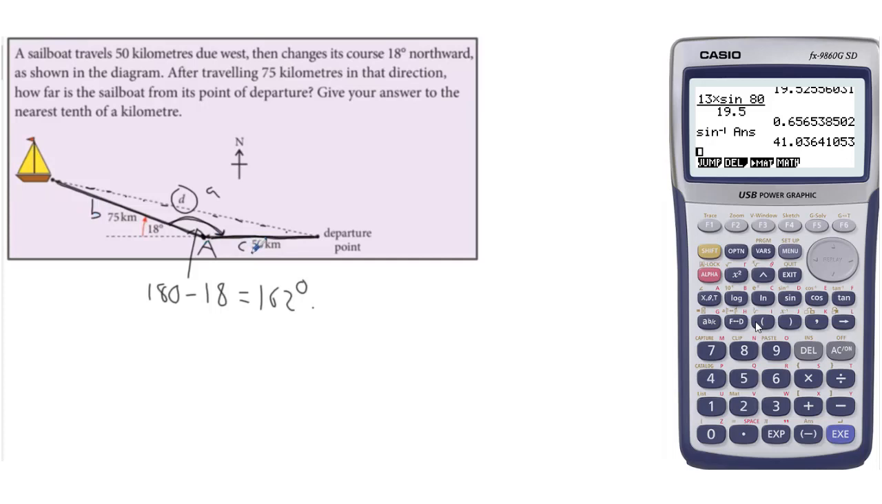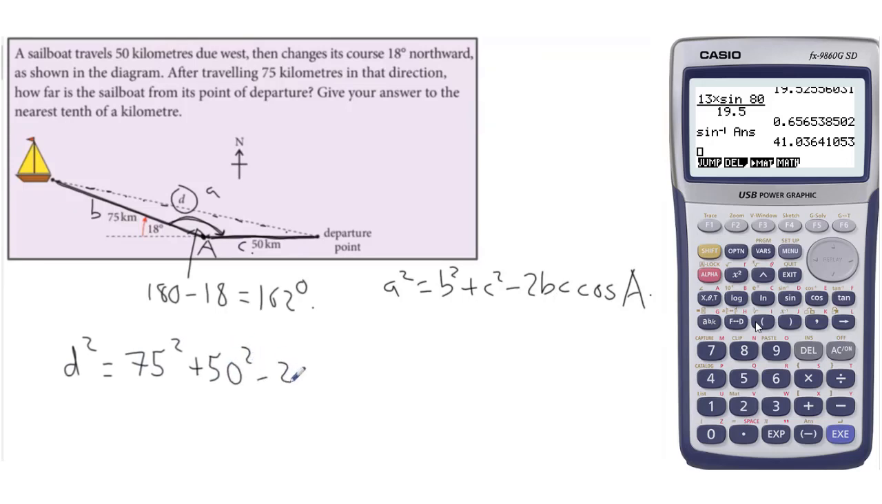In your formula book, C is the subject. But personally, I remember it like this. A squared equals B squared plus C squared minus 2BC cos big A. So that means A squared is D squared. So D squared equals 75 squared plus 50 squared minus 2 times 75 times 50 times cos of the angle between them, which is the angle in the triangle, the 162.